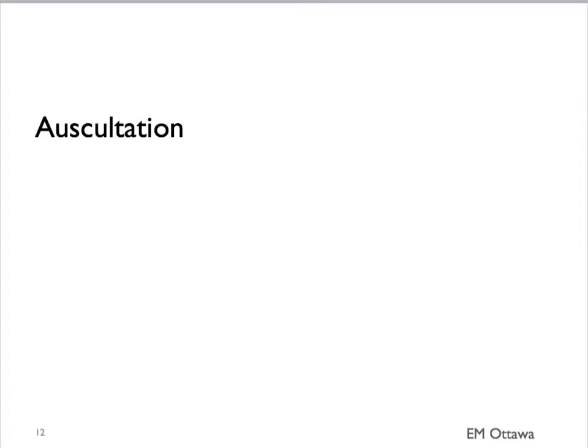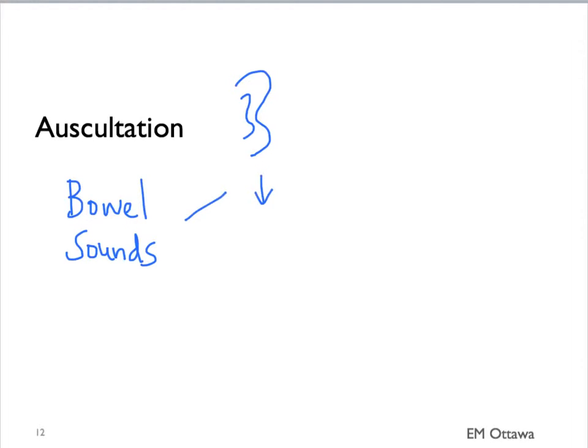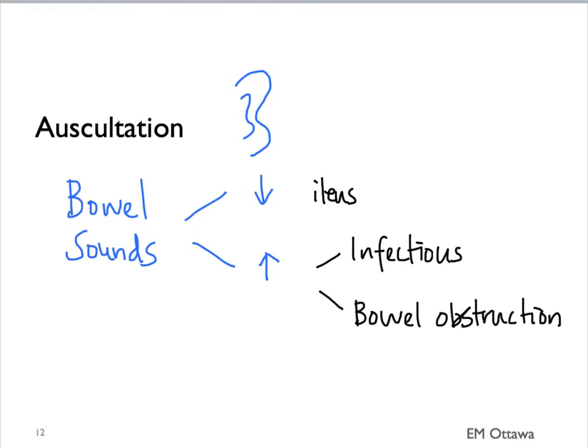For auscultation, we'll be listening for bowel sounds. They can either be decreased or increased. Bowel sounds can be decreased in an ileus. Ileus is nonspecific and can be associated with multiple abdominal conditions. In patients with increased bowel sounds, we tend to think about infectious causes such as gastroenteritis, or bowel obstruction. There are other sounds we may want to auscultate as well.